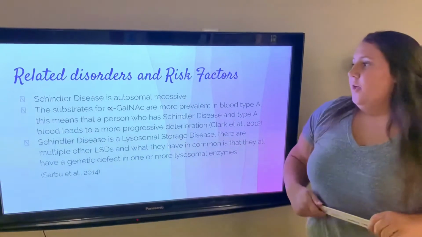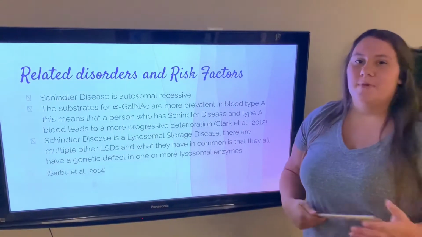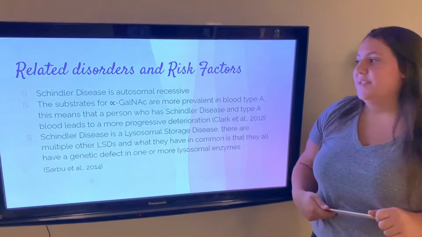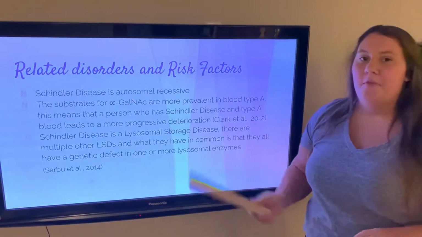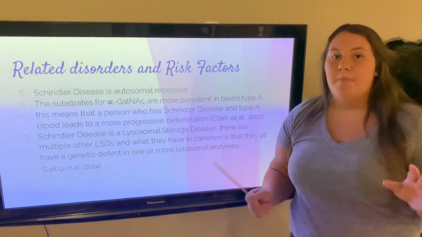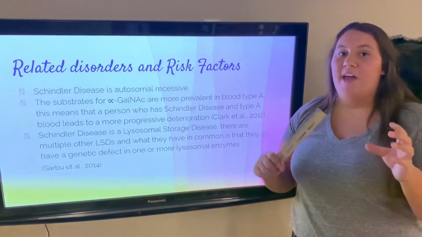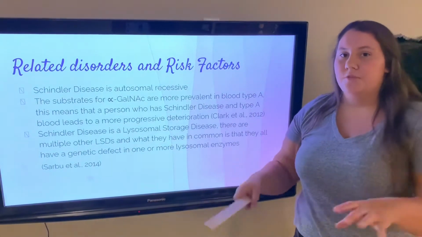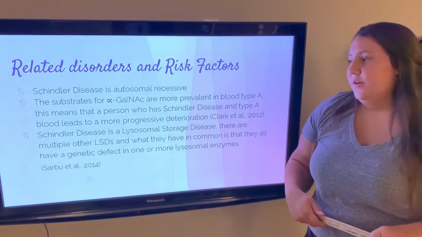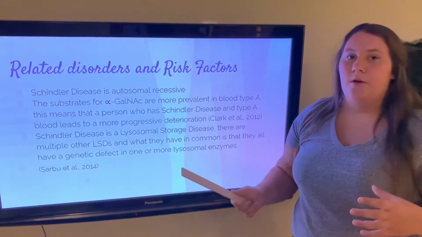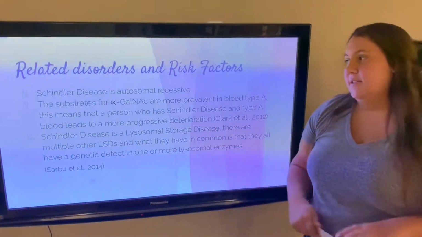So there are not a lot of risk factors for Schindler disease because it's autosomal recessive. And this means that both parents have to have the alpha-NAGA mutation on that gene and give it to the child. So that's why there is such a low prevalence of the disease.